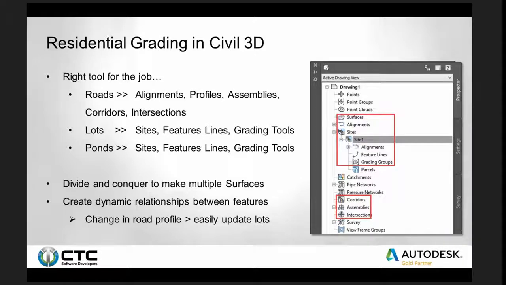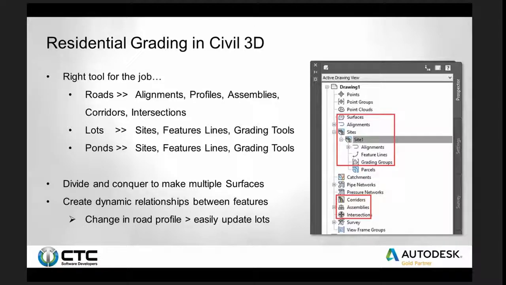So what's the right tool for the job? Well, when it comes to roads, most of us understand alignments, profiles, and corridors, of course. We're going to use the intersection tools briefly as well to demonstrate how those fit into this. And when it comes to lot grading and building pads, we're going to be looking at using feature lines and grading tools. And the same will be for ponds. Now there's a number of different combinations that you can use to put this stuff together. I train people on a number of different ways to do this. This is one example that some recent clients have had a lot of success with.